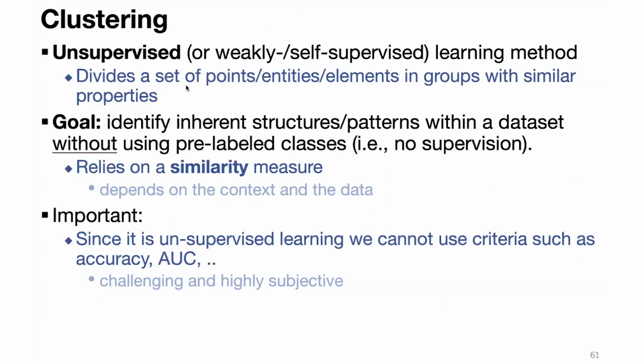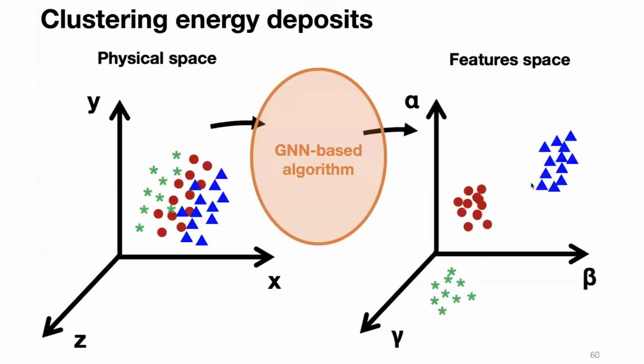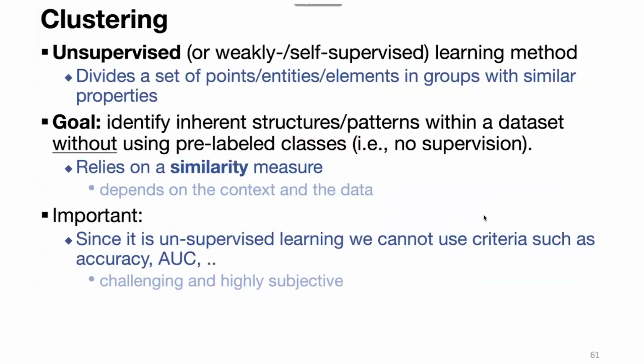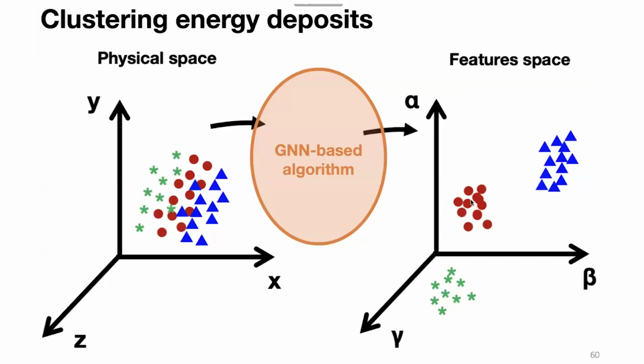Clustering is, in contrast to what we were discussing before, which is a fully supervised task, typically unsupervised, or maybe there is some small, weak supervision. The idea is that we divide a set of points, entities, elements, particles, etc., in groups with similar properties. And the goal is to identify inherent structures and patterns within this dataset without having to tell the algorithm that this is blue, this is red, this is green, okay? Or use as little supervision as possible, okay? So at its core, it relies on some sort of similarity measure, like how similar are the properties between the blue, the red, and the green.